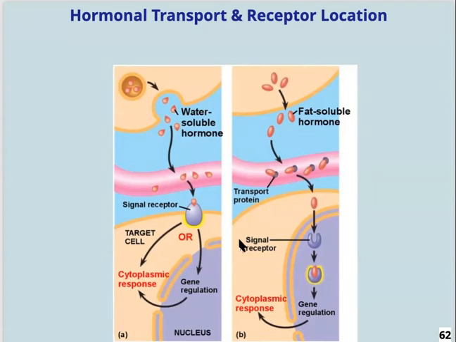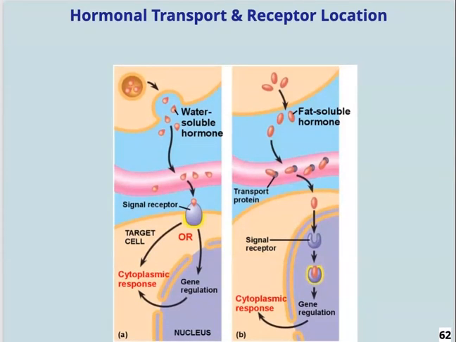And the level of a hormone is determined by its rate of secretion, so how fast it's being secreted, as well as its circulating half-life. Okay, and that's directly related to how fast it's being degraded and excreted.